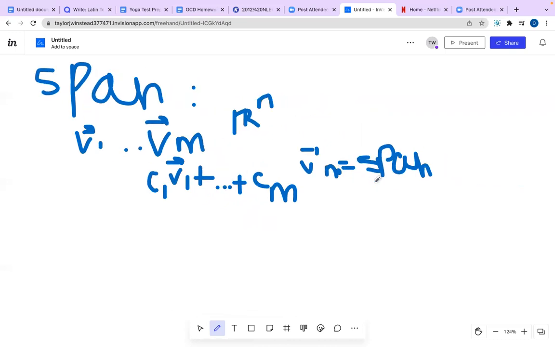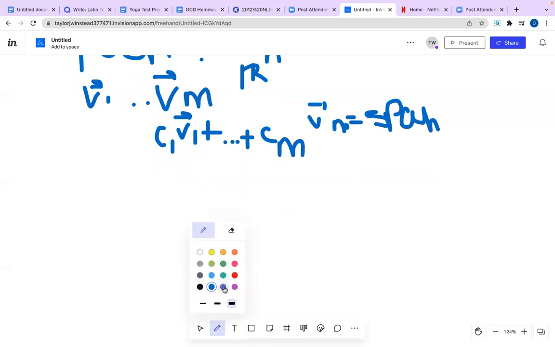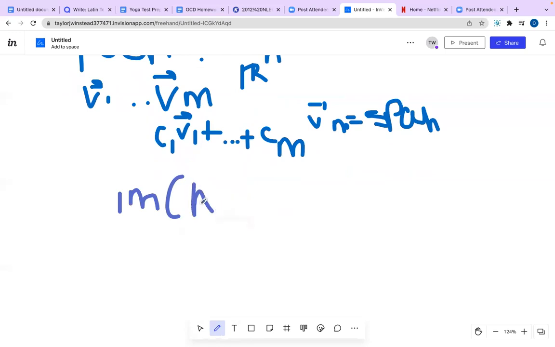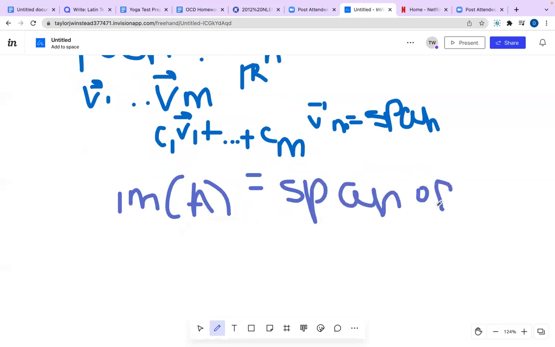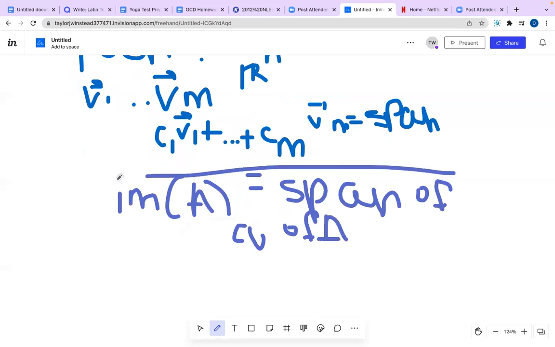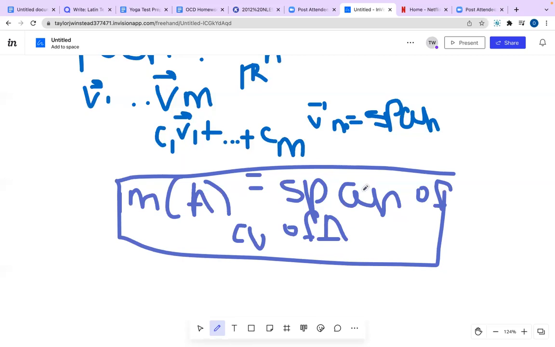So we can then write image thinking about span. We can say that the image of a linear transformation is the span of the column vectors of A. So let's write this. Image of A equals span of CV, which stands for column vectors of A. And this right here is, I think, the most useful theorem because it shows you how to actually find the image with real numbers and stuff. Okay.